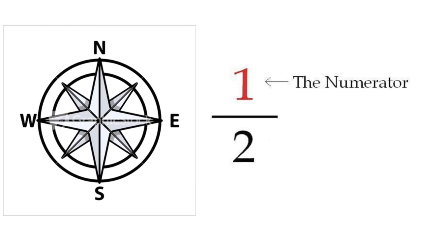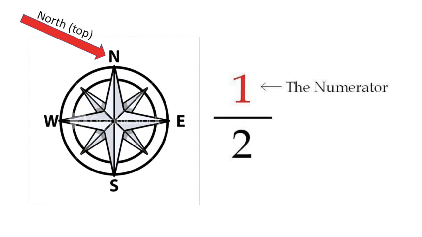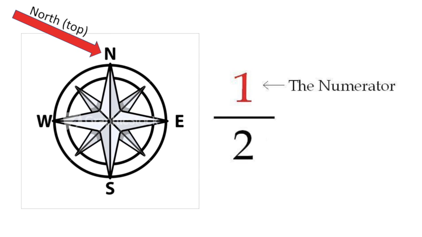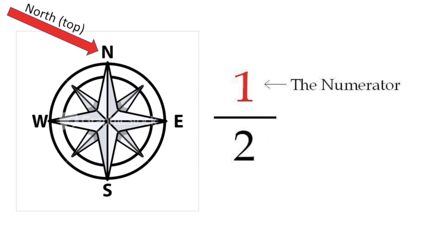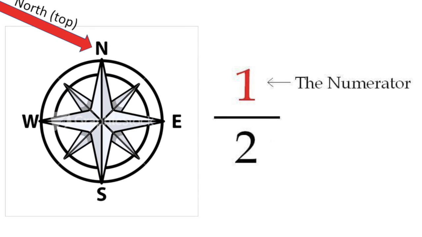You can remember this term by correlating numerator with north. The numerator is on the top part, similar to how north would be on the top part of a compass. You can also remember this concept because numerator and north both start with n.